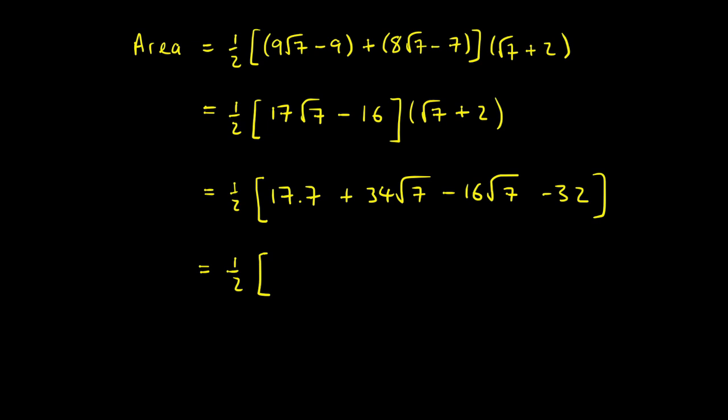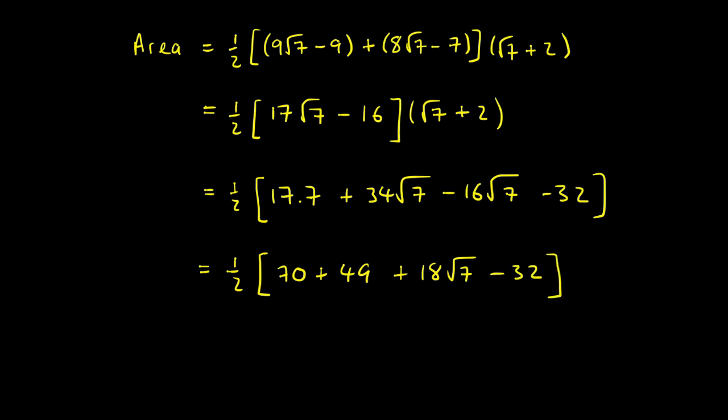So 17 times by 7. I'm going to do 10 times by 7, which is 70, plus 7 times by 7, which is 49. 34 root 7 minus 16 root 7, that will be 18 root 7. And then minus 32.